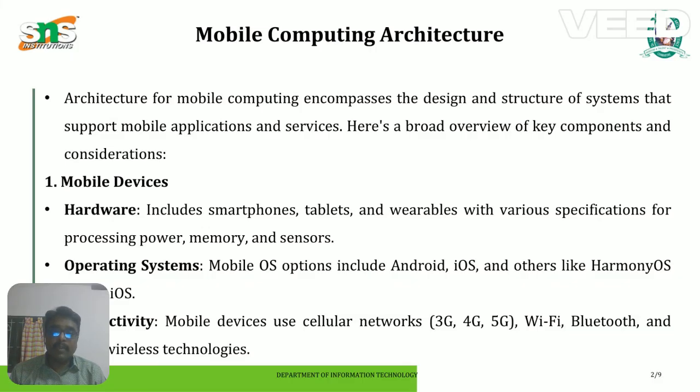Next one is the connectivity. In this connectivity, we are going to discuss different types of connections which are offered by the mobile service providers, that is third generation, fourth generation, and nowadays we are using 5G. Next we are using Wi-Fi, then we have Bluetooth technologies and other wireless technologies.